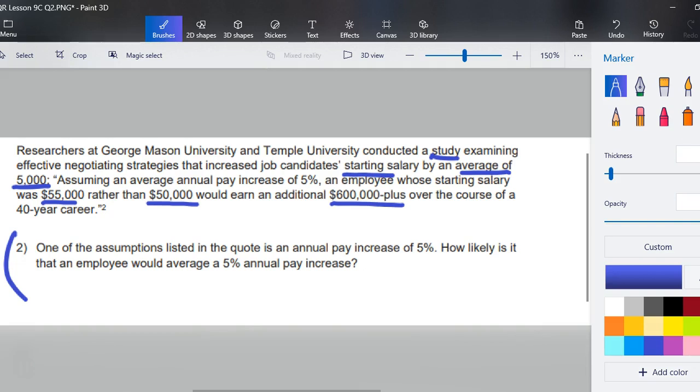One of the assumptions listed in the quote is an annual pay increase of 5%. How likely is it that you're going to average a 5% annual pay increase? Some thoughts on that are that the economy does go up and down, and it seems very unlikely that someone's going to get 5% every year.